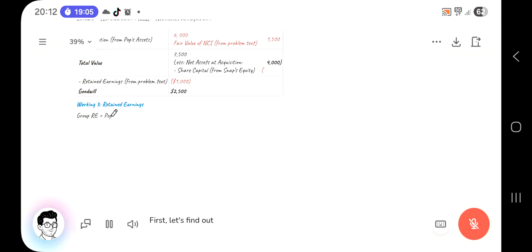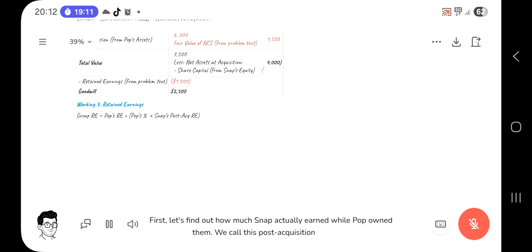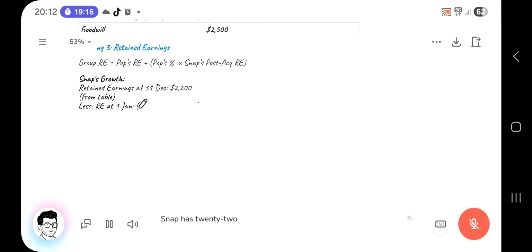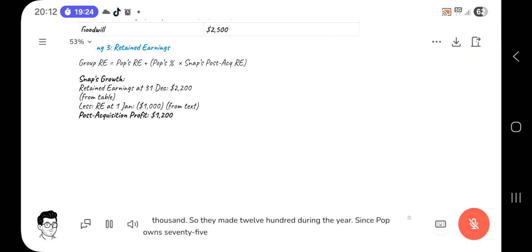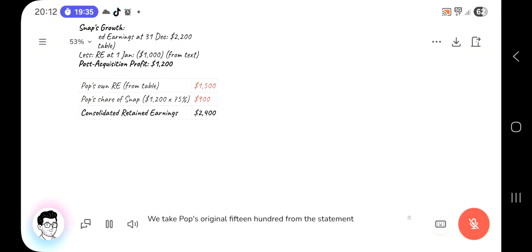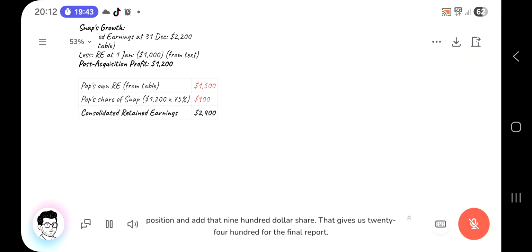First, let's find out how much Snap actually earned while Pop owned them. We call this post-acquisition earnings. Snap has 2,200 now, and they started with 1,000. So they made $1,200 during the year. Since Pop owns 75%, they get 75% of that growth. We take Pop's original $1,500 from the statement of financial position and add that $900 share. That gives us $2,400 for the final report.